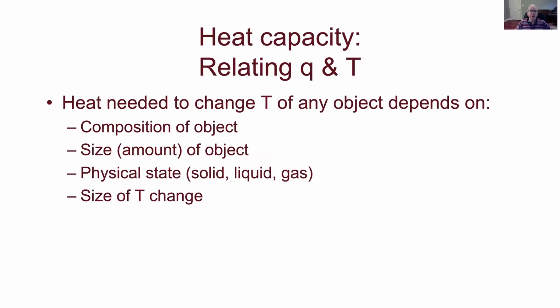All right, so I said we're going to talk about heat capacity, so let's get to that. The heat capacity is a relationship that connects q, the amount of heat, and T, the temperature, or delta T, the change in temperature we'll see in a moment, right? The heat it takes to change the temperature of an object depends on a few things. It depends on what the object is made of, right? And that should sort of make sense.